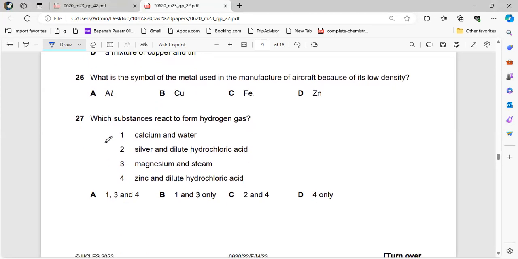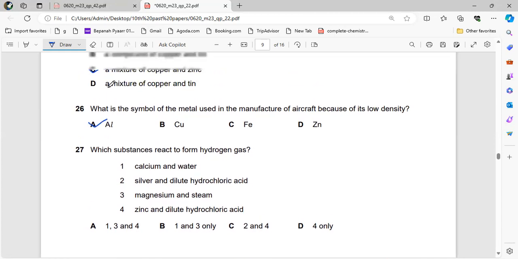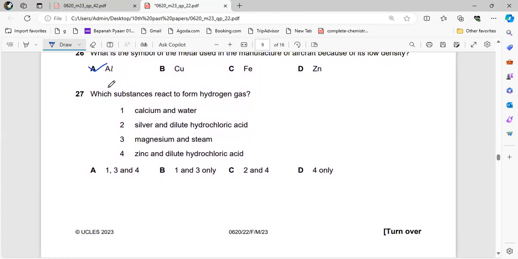What is the symbol of the metal used in the manufacture of aircraft because of its low density? So it is aluminium. Which substances react to form hydrogen gas? Calcium and water, silver and dilute hydrochloric acid, magnesium and steam, zinc and dilute hydrochloric acid.